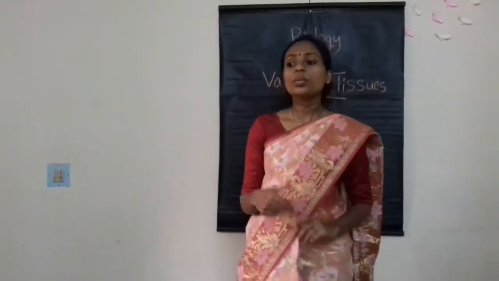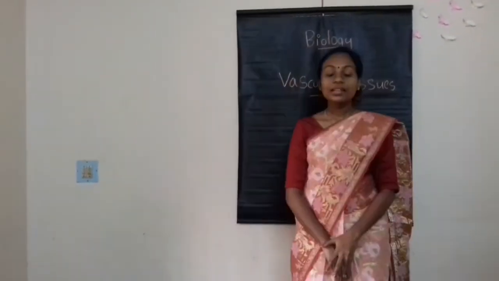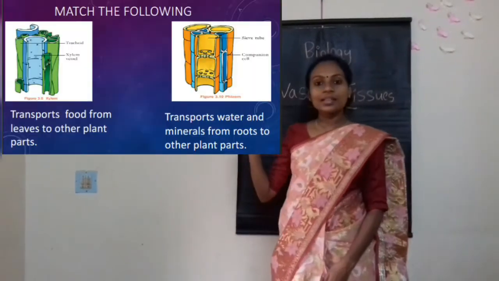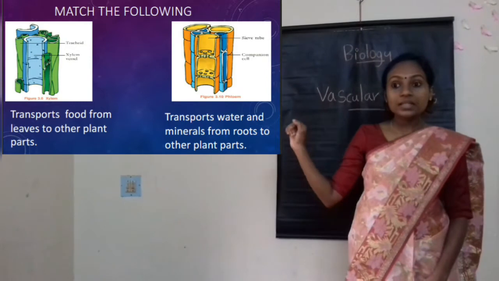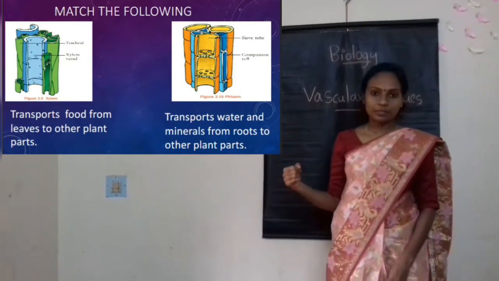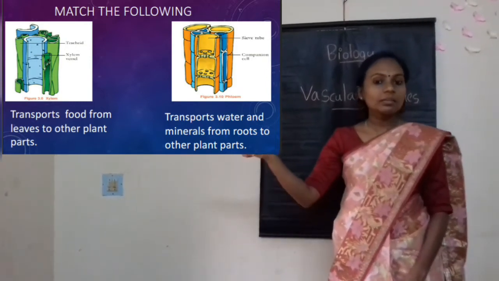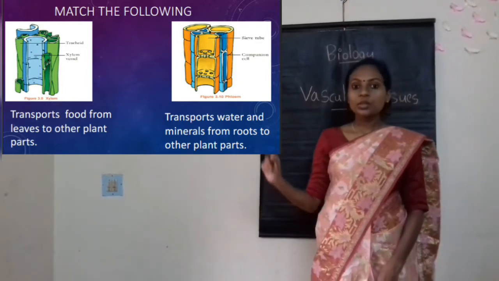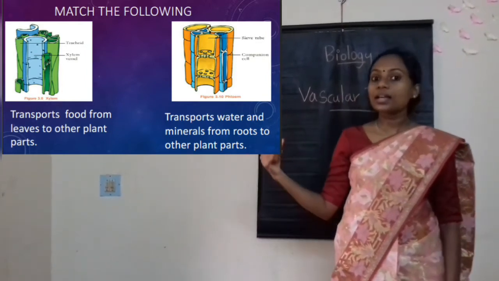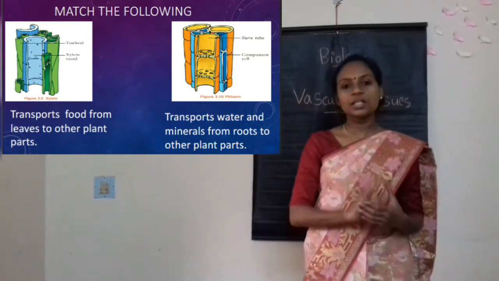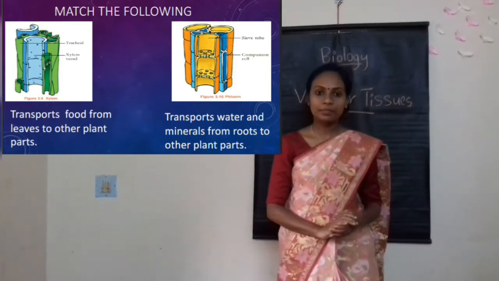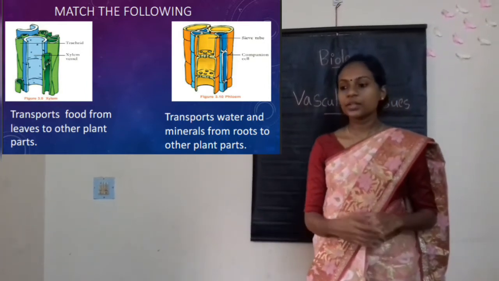Now we are going to do the first activity. Are you all ready? The activity is that here you can see the picture of xylem and phloem, isn't it? You must match the picture to the right function, the function of xylem and the function of phloem. Your time starts now. You will get 3 minutes for doing the activity. Okay, we can do it now.